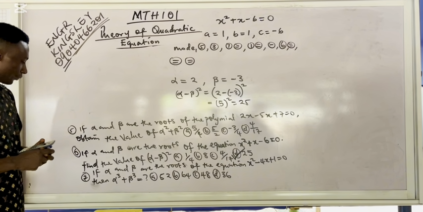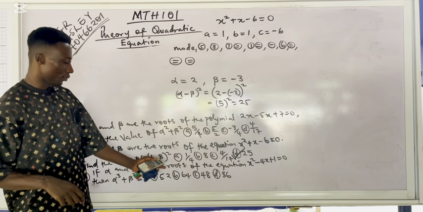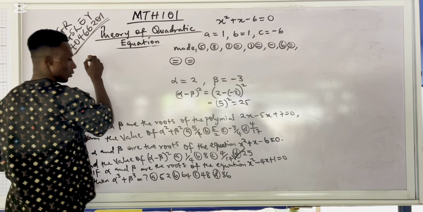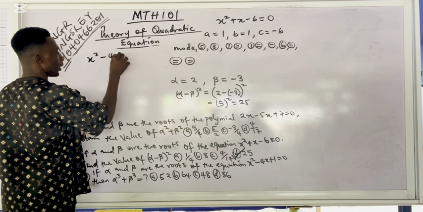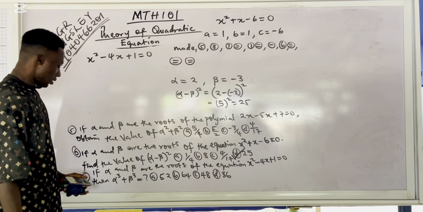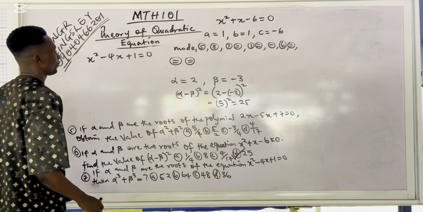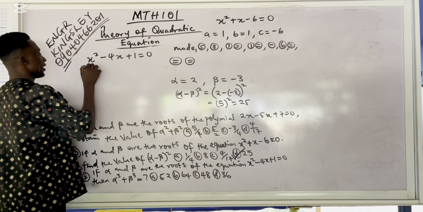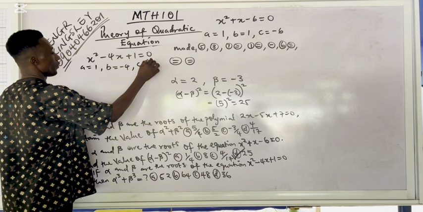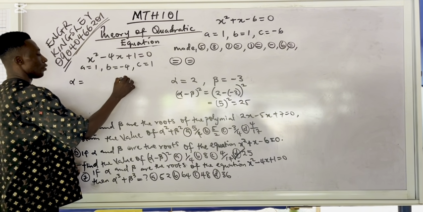Okay, moving on. Number 7, they said if alpha and beta are the roots of the quadratic equation 4x squared minus 4x plus 1 equal to 0, then alpha cube plus beta cube is dash. The first thing is you press A is 4, B is minus 4, and C is 1. So you get the value of alpha and the value of beta.